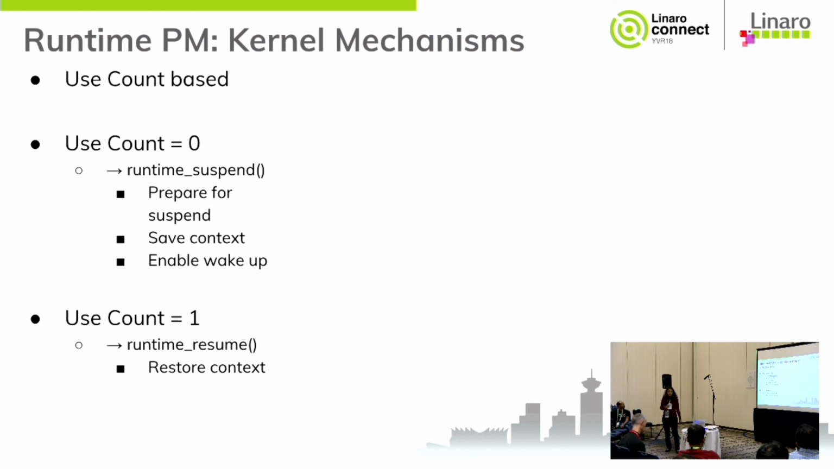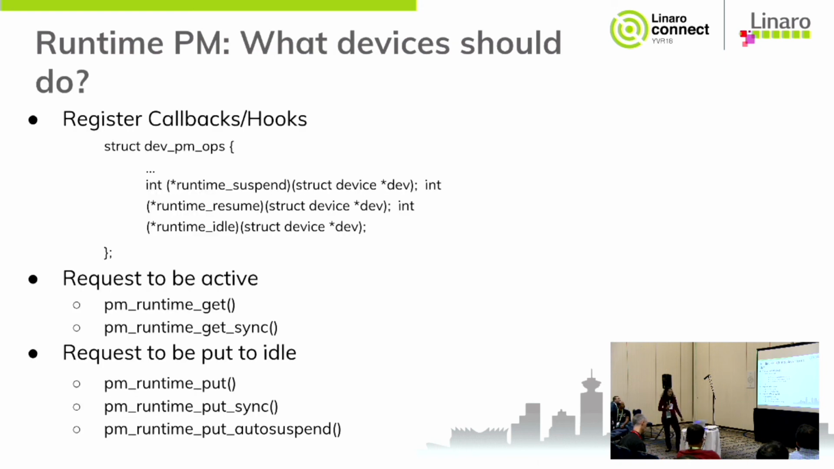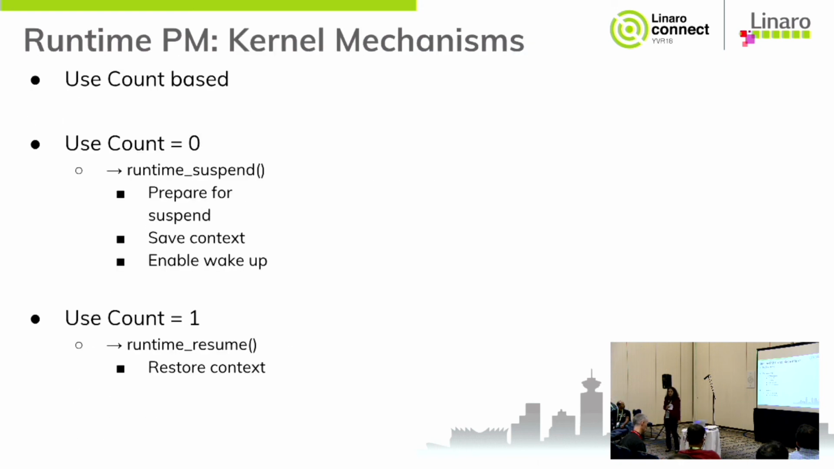Similarly, if the use count is 1, the framework calls into the runtime resume hook and lets the driver know that, okay, the device is going to be active. Is there any context restore to be done? Is there something else that needs to be done at that point? So that is basically runtime PM.